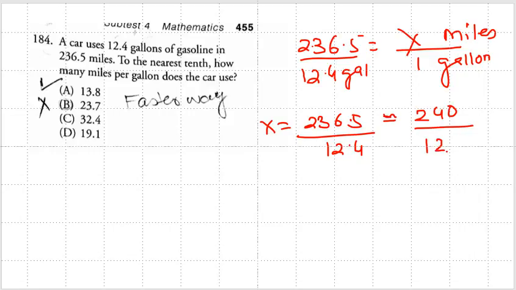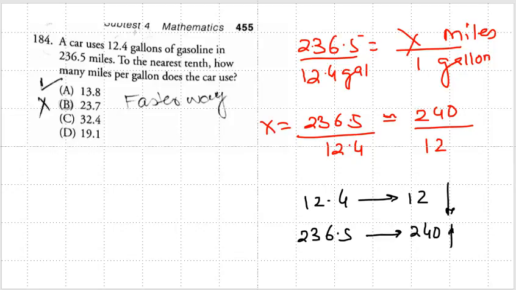Let's make this 12. Notice, I went down. 12.4 in the denominator went down to 12, so I decreased it. 236.5, I went to 240, I increased it. This is going to be an overestimate, but very fast. 12 goes into 24 2 times, there's 0. I'm going to have a number that is close to 20 but less than that.